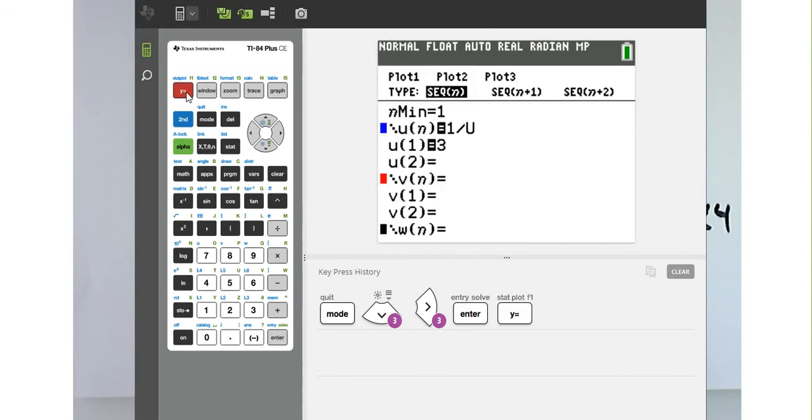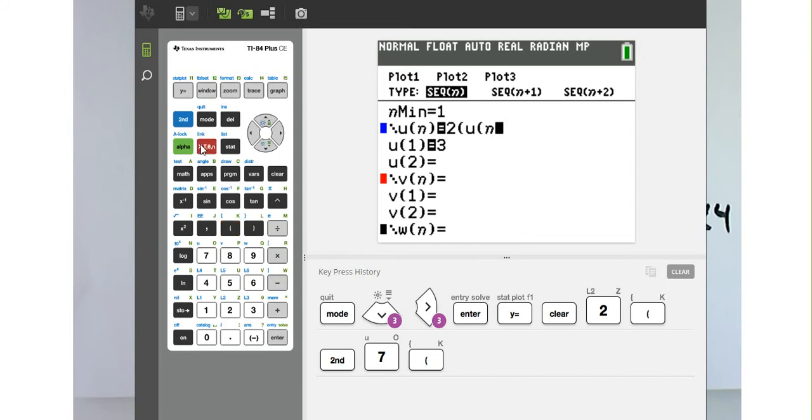I'll hit the y equals key, and I'll clear out the stuff that's already there. So my formula says I want to take 2, and we're defining u sub n, not a sub n. So that's why I'm going to use a u here. 2 times u sub n minus 1 plus 4. So where do I get u? That's right above the number 7 key. So I'll hit the second key, then the 7 key, u sub parentheses n.